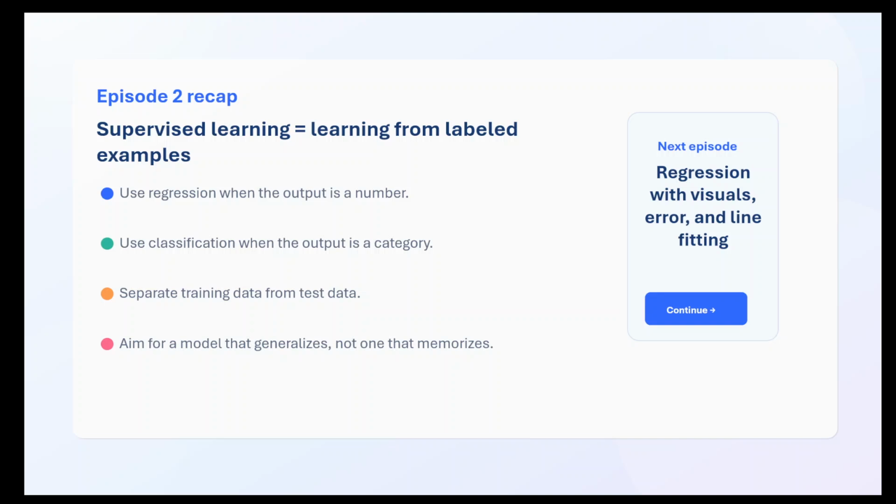Aim for the model that generalizes, not the one that memorizes. We have discussed the problem of overfitting and underfitting. It should be generalizing, it should not be memorizing, so that it can fit values to other values. That should not be happening. So next episode, definitely, will be regression, with visuals, error and line fitting, and probably we'll be taking examples in Python, so that you'll be learning that.